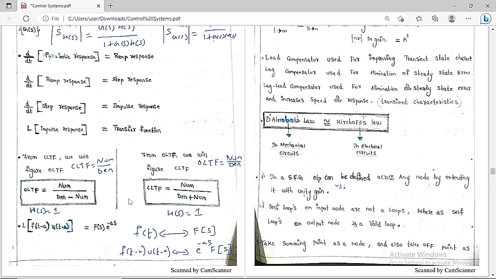So therefore we can say, if f of t has the Laplace transform F of s, then f of t minus a into u of t minus a has the Laplace transform e to the power of minus as into F of s. So this formula always you have to keep in your mind.